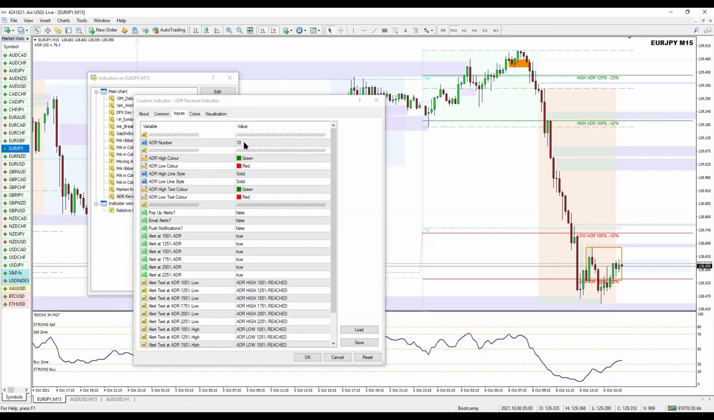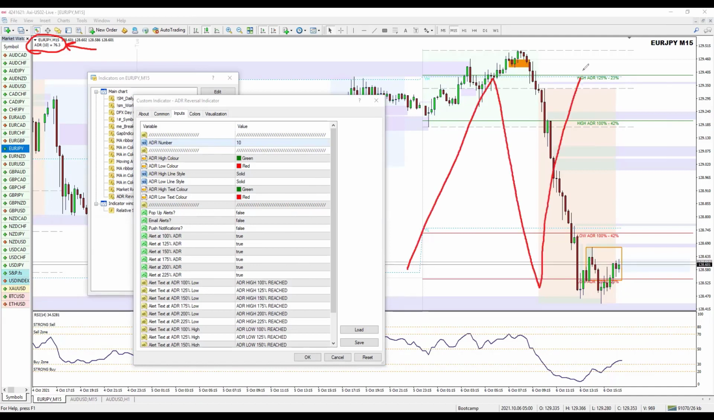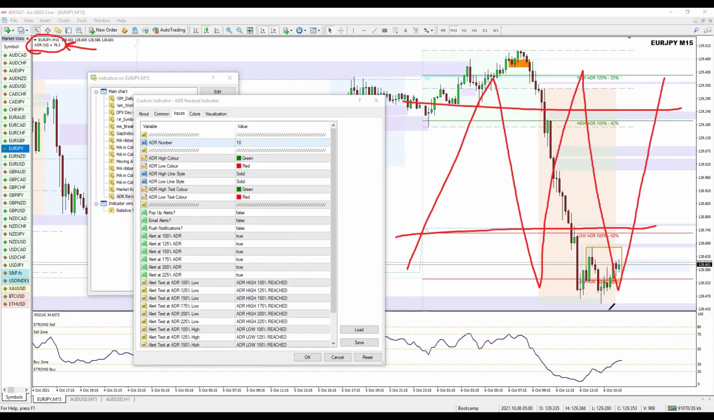So this is measuring the average daily range of the last 10 days, the last 2 real full weeks of trading. Okay, forget Sundays for the moment. We're looking at the last 10 days of trading. So what this is showing me is in the last 10 days, price has moved on average 76.3 pips. So I know that in any one day, it's likely that price is going to move somewhere around 78 pips or less than that.